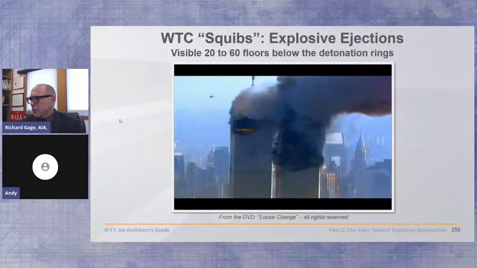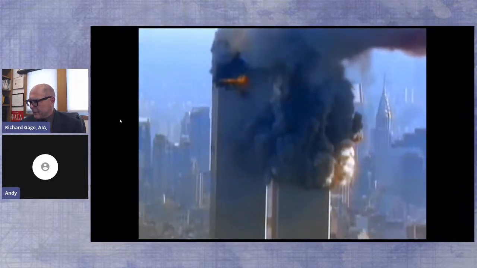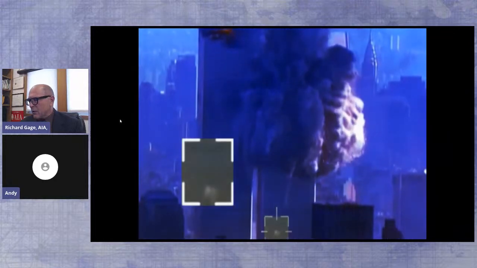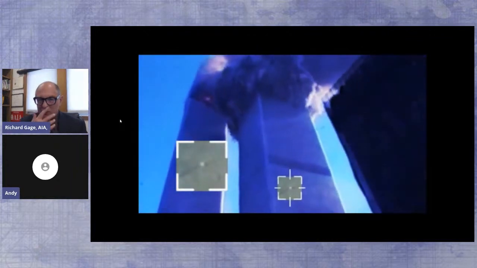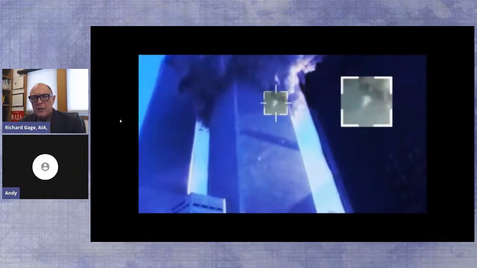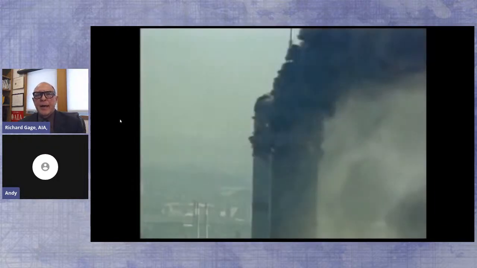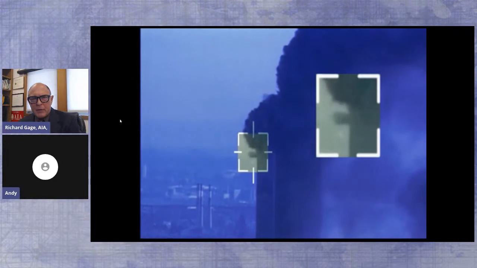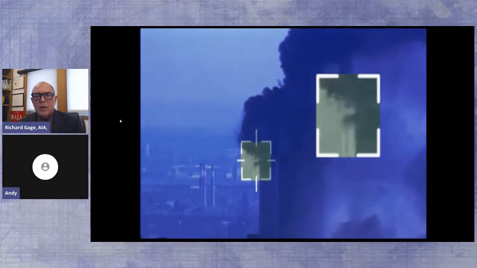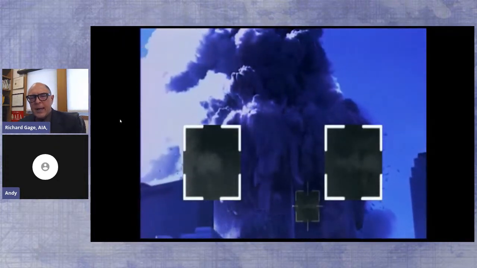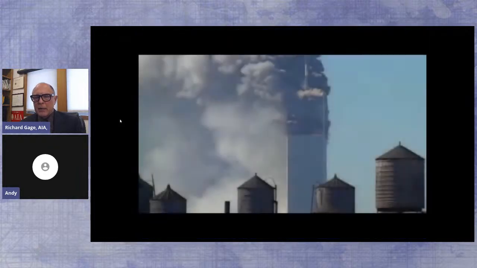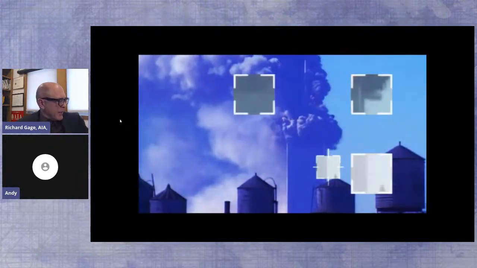Let's look at these ejections of materials. We have 20 stories, 60 stories even down below the destruction of easily seen squibs, or isolated explosive ejections. They shouldn't be there. NIST says, well, these are a result of that pile driver driving the building down to the ground. Well, we saw that that couldn't happen and didn't. So there's no piston, if you will, pushing this air out, which NIST says has got to come out somewhere, right? And it's not air, by the way.